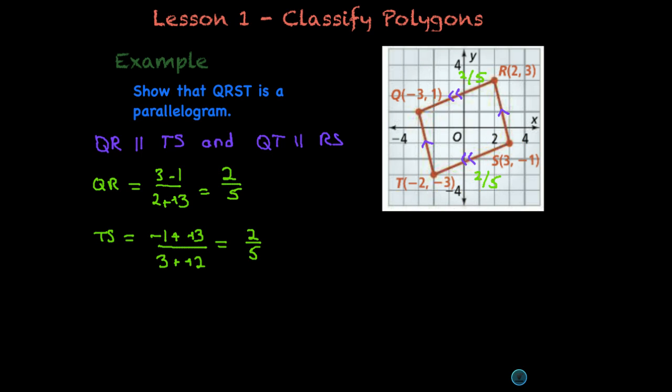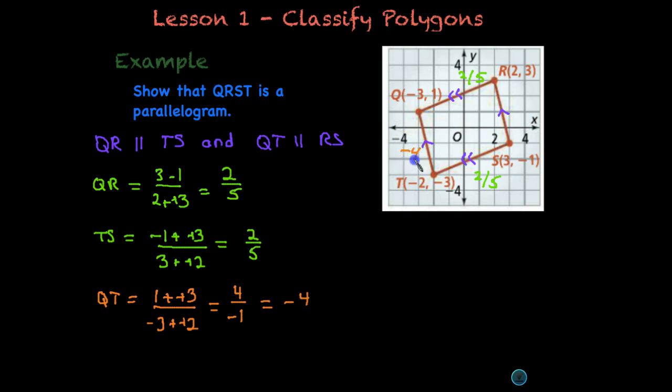We need to show then that the vertical lines on the left and right are also parallel. So we need to show that QT, which would be 1 minus a negative 3, and again, order doesn't matter as long as I'm consistent between the numerator and the denominator, and then we have negative 3 minus a negative 2. So here I get 4, and on the bottom I get negative 1 for a slope of negative 4.